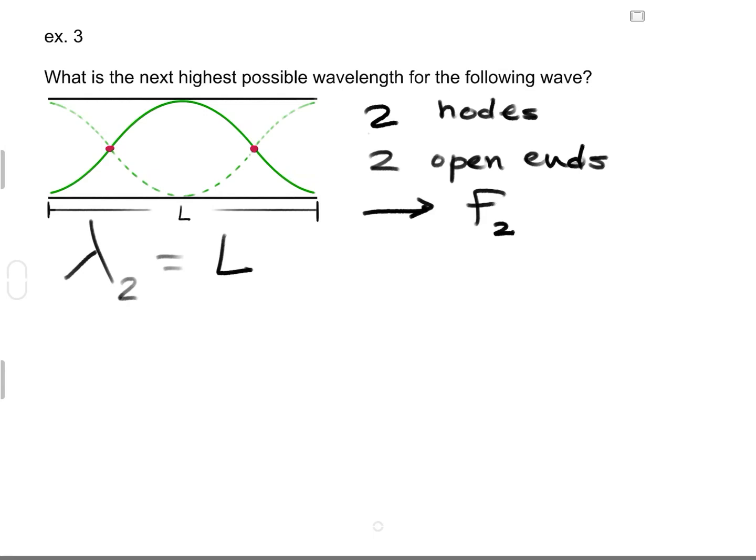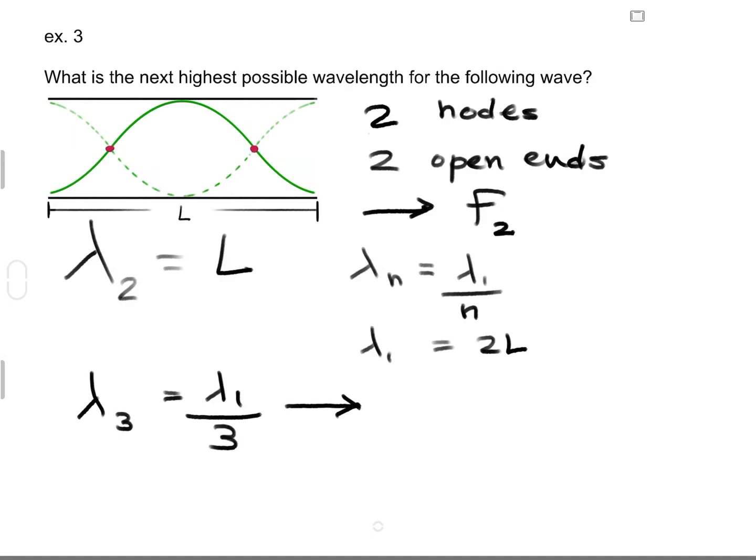The next possible one, this is just recalling our formula. Remember, wavelength N is equal to wavelength 1 over N, and we know that wavelength 1 is 2L, right? What we see here is N equals 2, but what we need to look for is N equals 3. So our wavelength here is going to be wavelength 3, wavelength 1 over 3, which is wavelength 1 equal to 2L, 2L over 3. The next one will be 2L over 4, which would simplify to L over 2. Next one will be 2L over 5, and then you can kind of go on forever with that one.